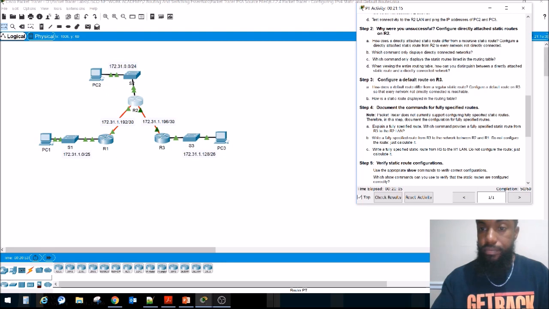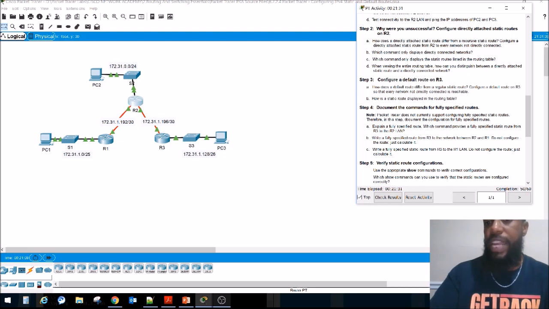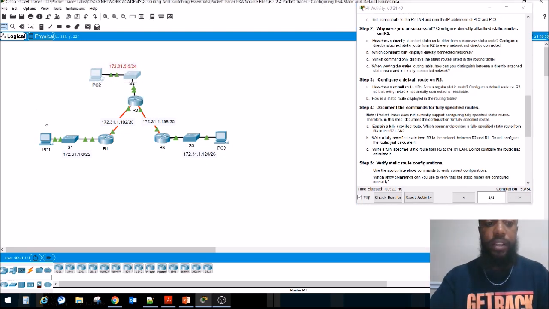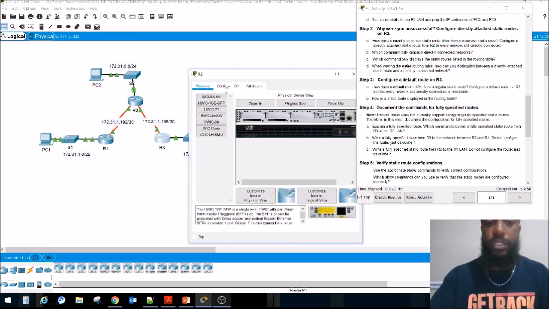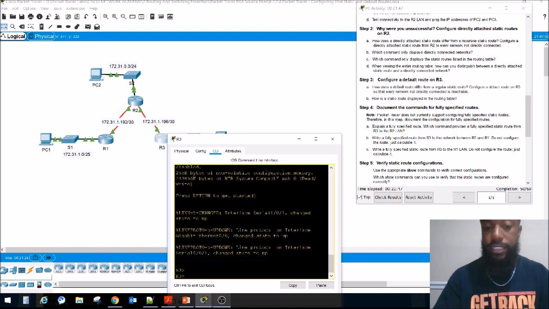How does the default route differ from a regular static route? A default route is basically a quad zero route. You ain't got no specific network. You just put in zeros. It's like saying, hey, to get out of this neighborhood, take this road. Configure a default route on router 3 so that every network not directly attached to him is reachable. Who's not directly attached? This network right here and this network right here. So we need to create default routes to get to those networks. Basically quad zero routes. That's all it is.